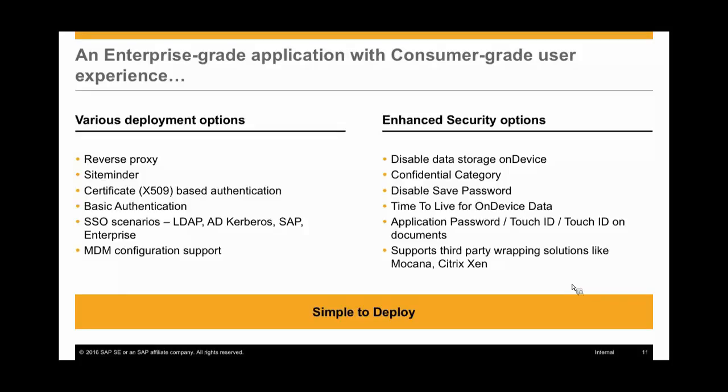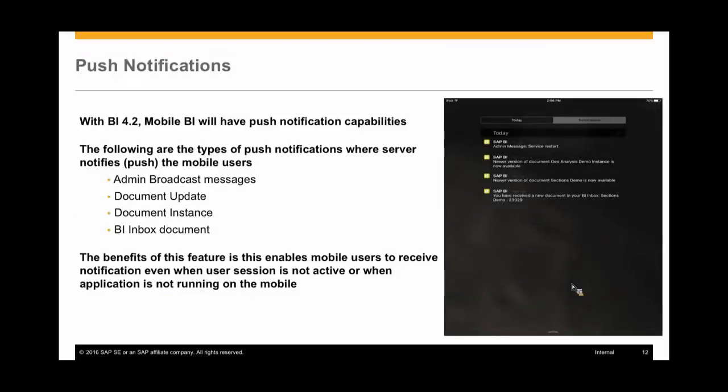We've also got an additional password for the application, which you can enable either through Touch ID or through the application password. And this is in addition to the device password. We do support third-party wrapping solutions like Mokana and Citrix Zen, both for Android and iOS. So it's a simple to deploy mobile solution.